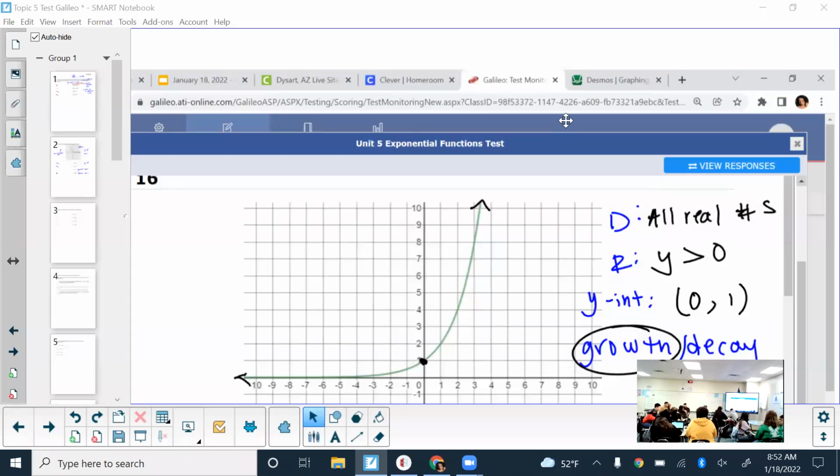Just FYI, especially if you were absent Friday and did not take the test, you had better be writing these notes on the pink paper, because the pink paper is what you get to use on your test.